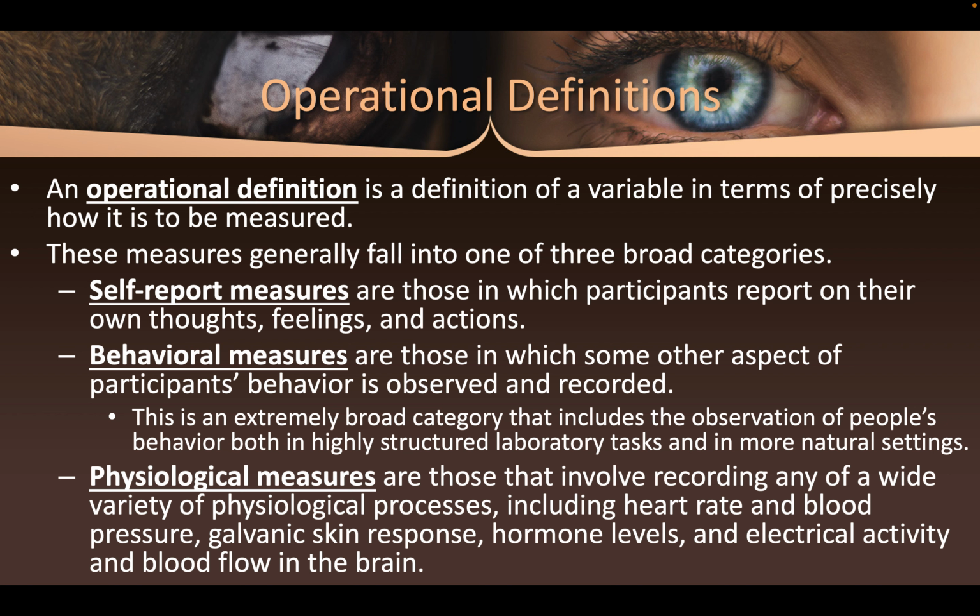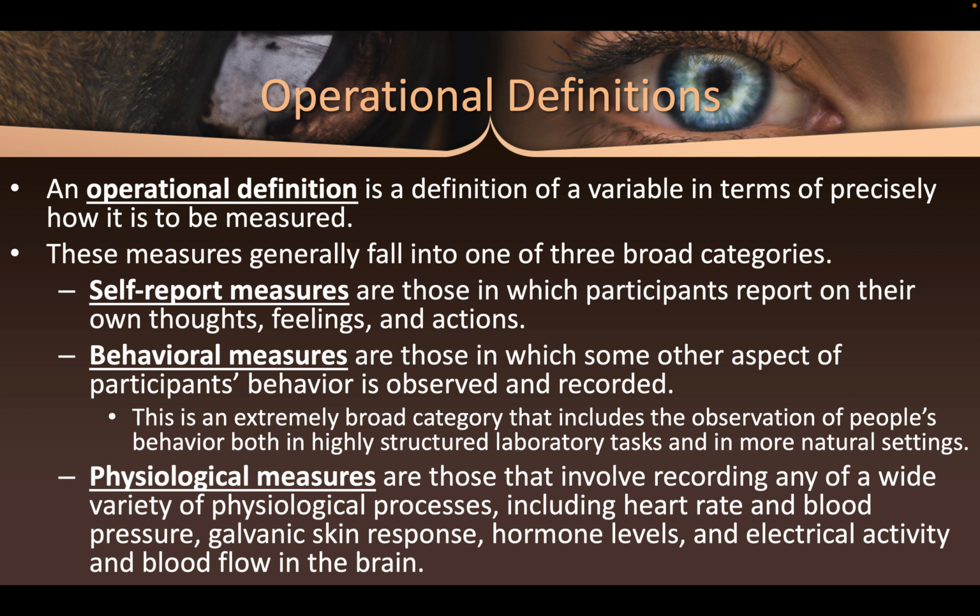An operational definition is a definition of a variable in terms of precisely how it is to be measured. These measures generally fall into one of three broad categories. Self-report measures are those in which participants report on their own thoughts, feelings, and actions. Behavioral measures are those in which some other aspect of the participant's behavior is observed and recorded.